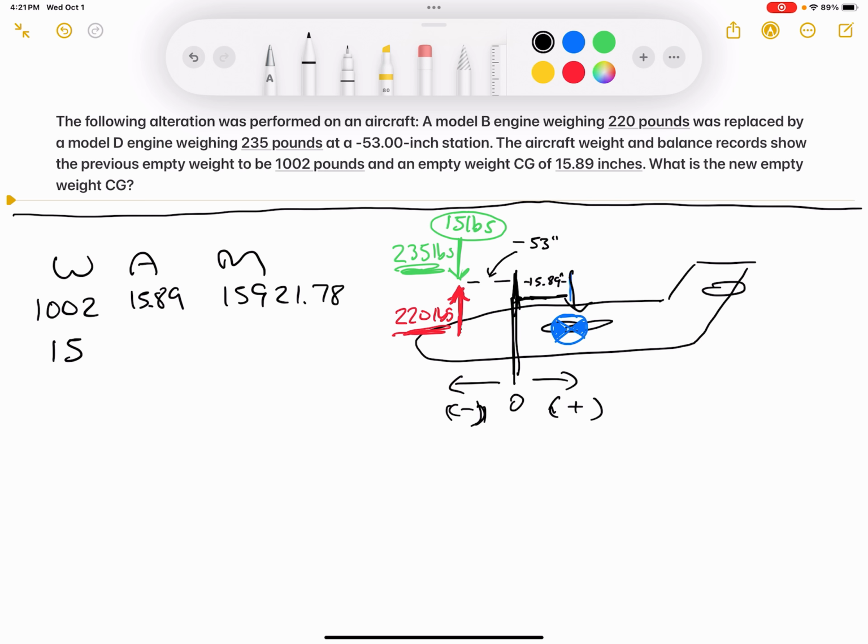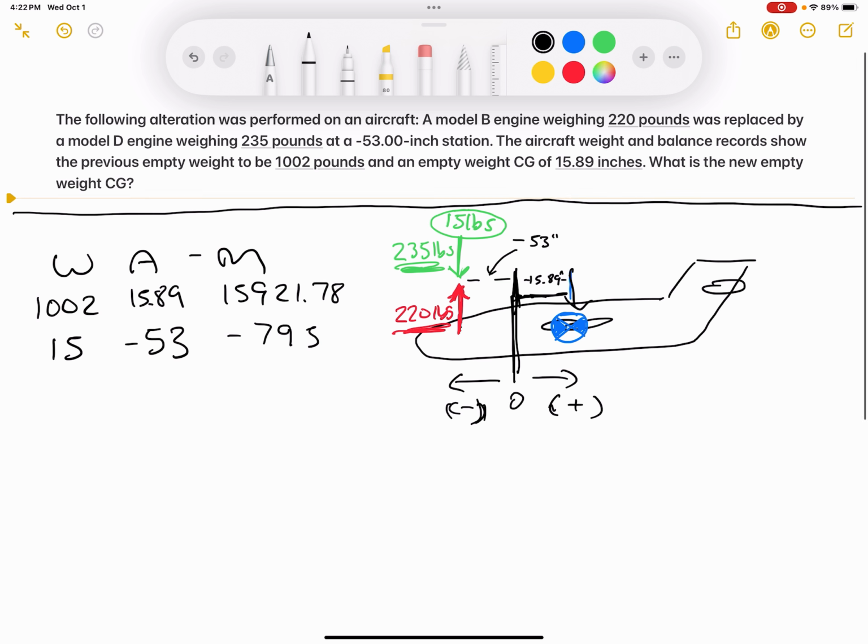So in this case, this is forward of the datum, and it says negative 53 inch station, or fuselage station, negative 53. So we'd have 15 times negative 53, which is equal to negative 795 pound-inches. Again, remember, this is just like our torque equation: moment equals weight times the arm. So we want to have our arm. That's what we're trying to find.